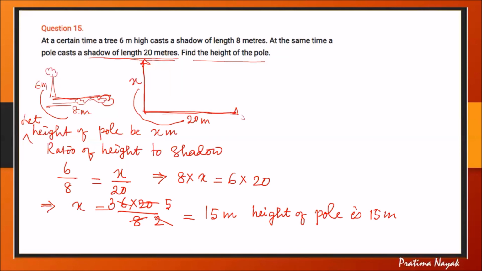So you can imagine how it is used in real life. You can find the height of a tall building or tall tower by measuring the length of its shadow.